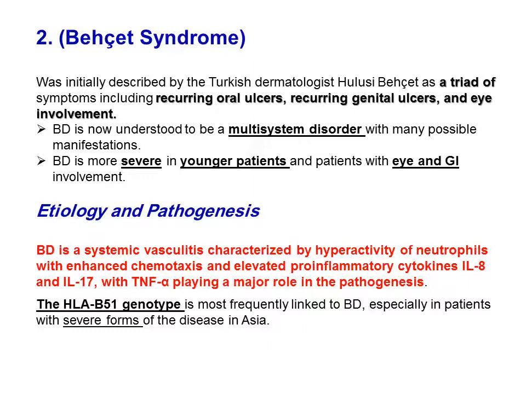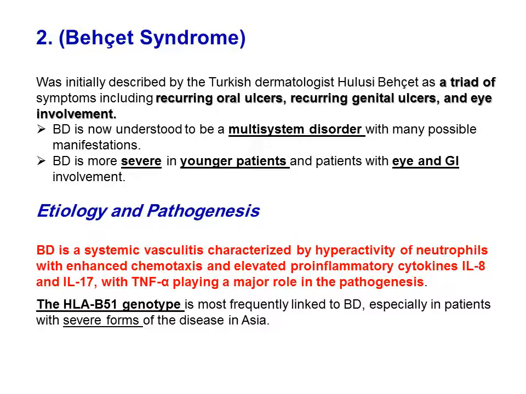Now we will talk about Behçet syndrome. Behçet syndrome is a triad of symptoms including recurrent oral ulcers, recurrent genital ulcers, and eye involvement. Behçet disease is a multi-system disorder. It is more severe in younger patients, and eye and GIT involvement may be seen.